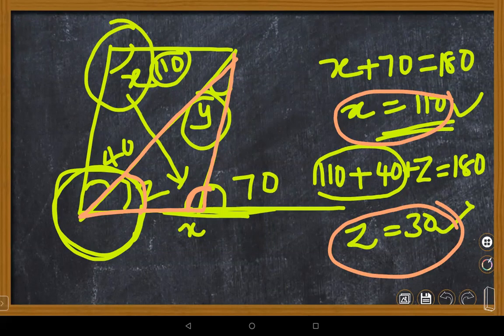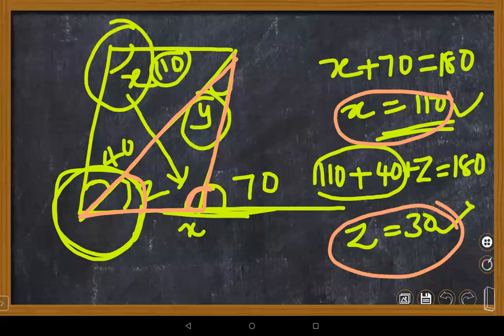110 plus 30. Children, are you there? Ma'am, 140. 140 plus what angle gives you 180 in the angle sum property? In a triangle, the sum of angles is 180. 140 plus 30, no, 140 plus 40. So that's why I said Y equal to 40.